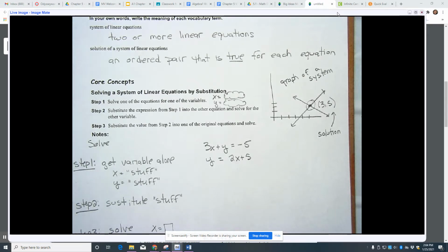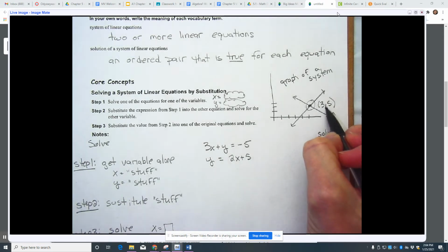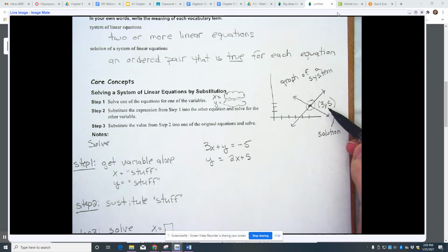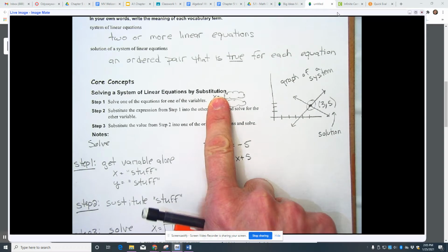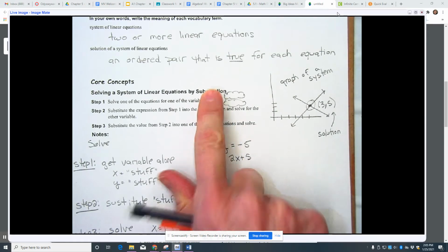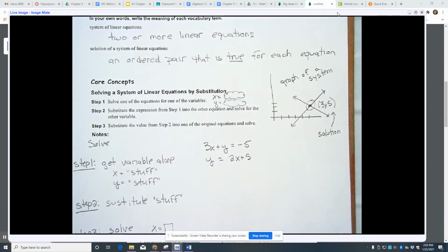That works great some of the time, but not all of the time. It particularly doesn't work great when your solution is not whole numbers. It also doesn't work great if your solution was, say, 50, 200, because we don't want to graph something that has the coordinate point over 50 up 200. So we're going to learn some algebraic methods for solving systems of linear equations. And in 5.2, the one we're going to learn is substitution.